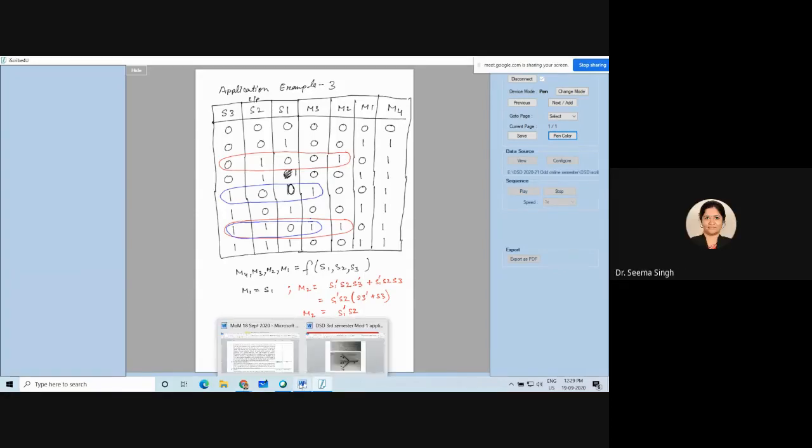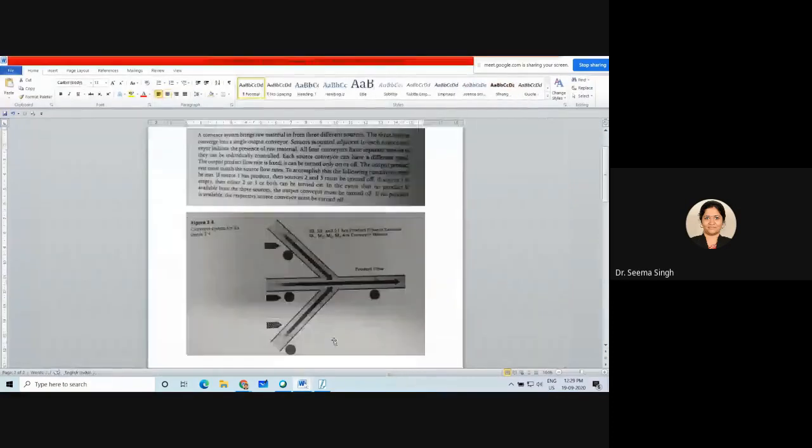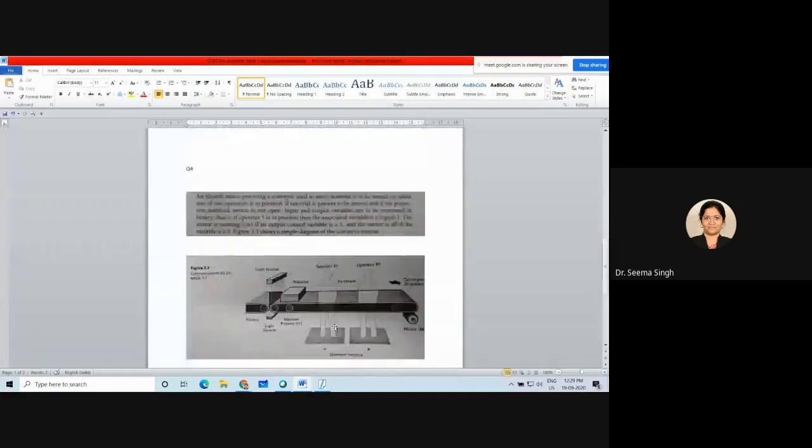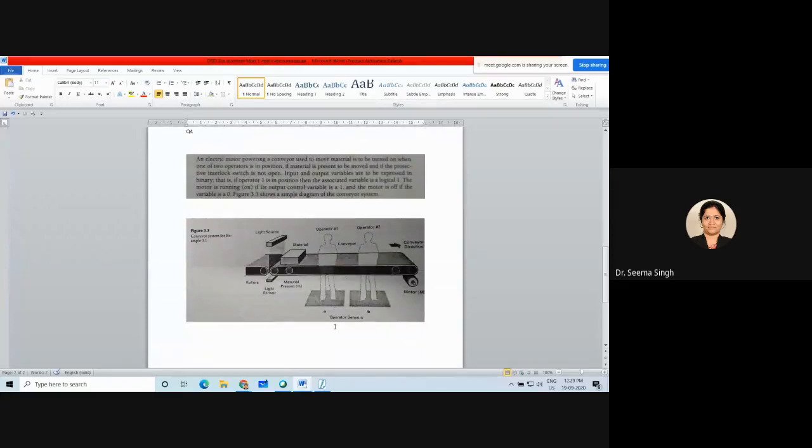Okay, so we can go to our application example 4. Application example 4 is this. Now, this question is really very interesting. So have a look at the question.